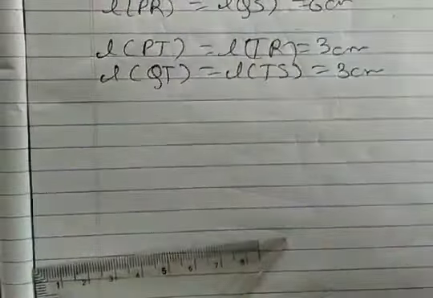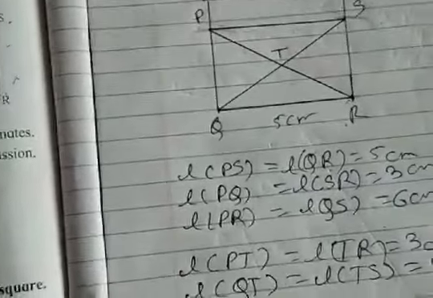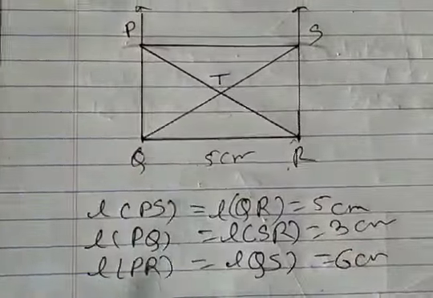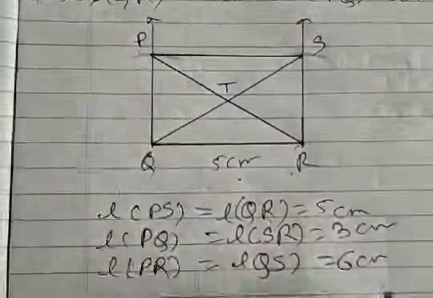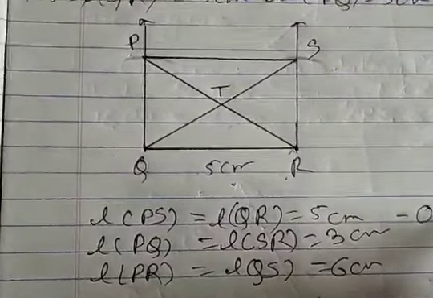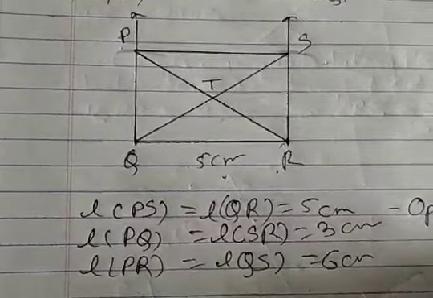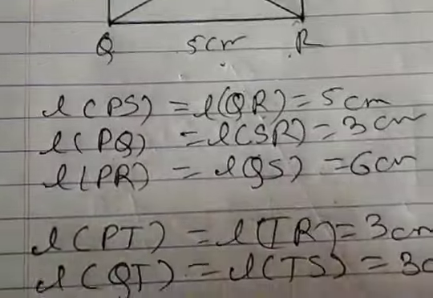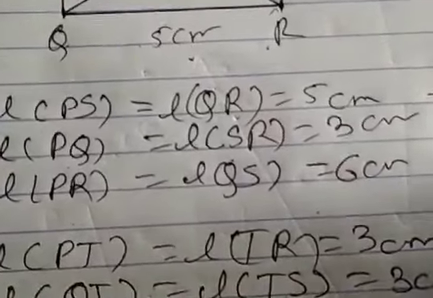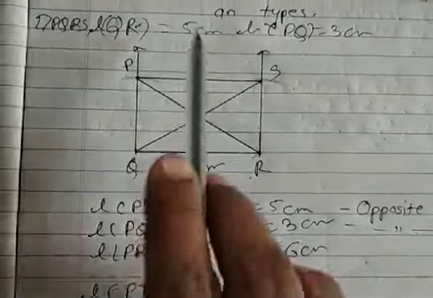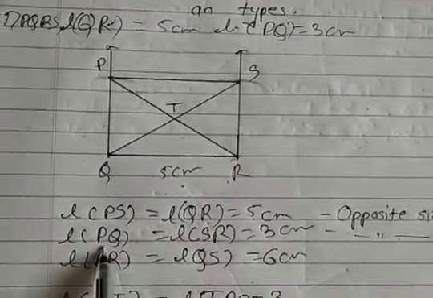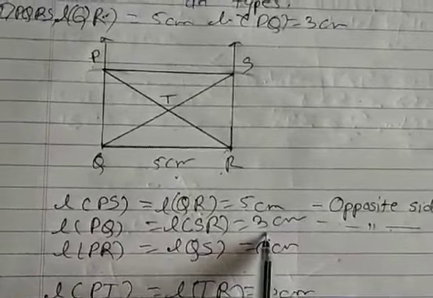Now from this we will understand the properties. If you see here, PS and QR are the opposite sides. So here I will write opposite sides. Then PQ's opposite side is SR. So PQ is equal to SR, and these are also opposite sides. So from this construction we understand that the opposite sides of a rectangle are congruent, because if you see here, PS is equal to QR, and PQ is equal to SR.